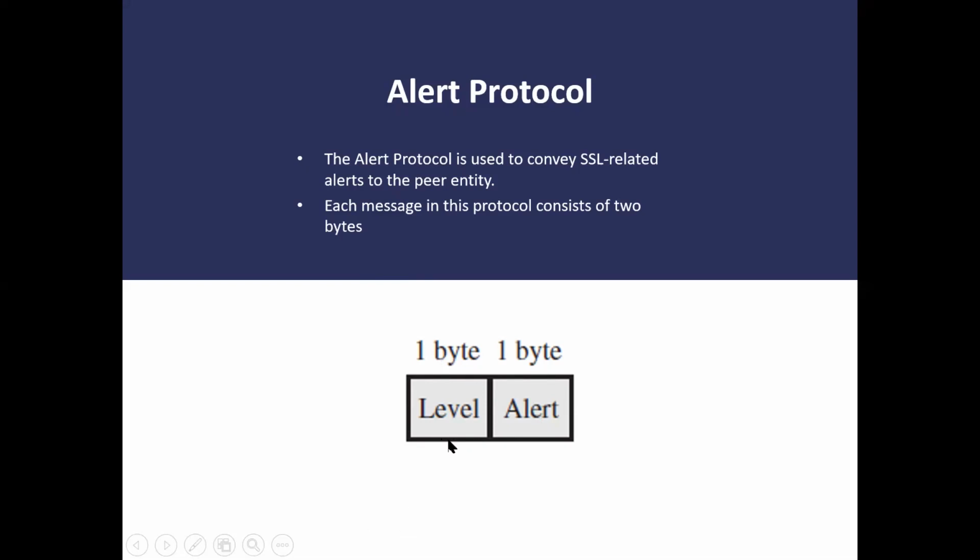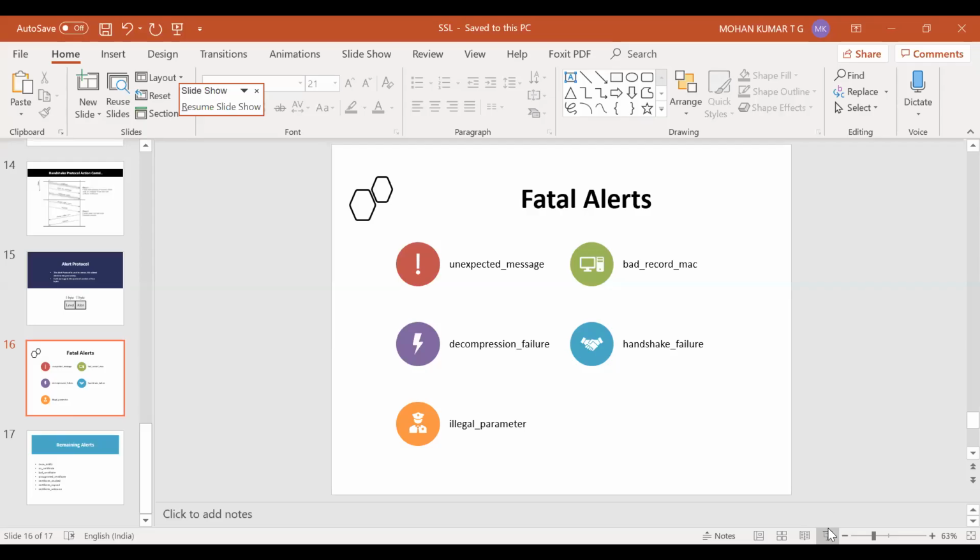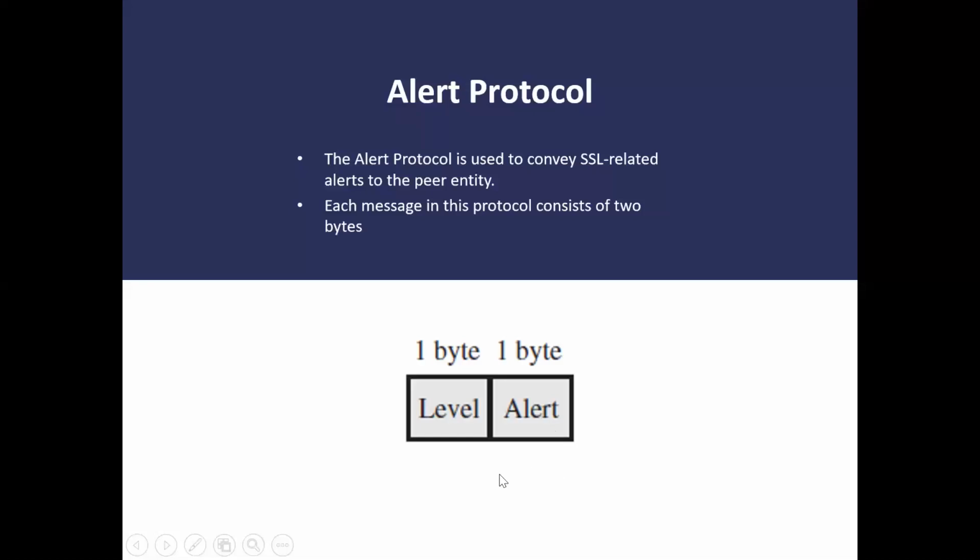Another type with respect to level is fatal error. With a fatal error, the connection is going to be terminated automatically whenever you receive the fatal error. With respect to warning, the connection won't terminate, only either of the two entities is going to receive the warning message.